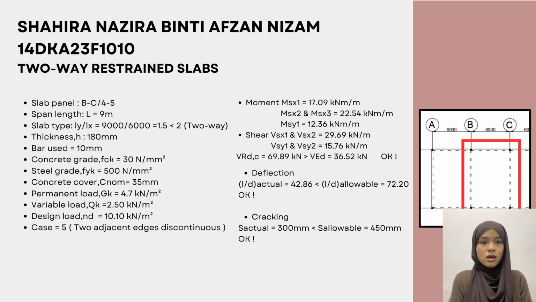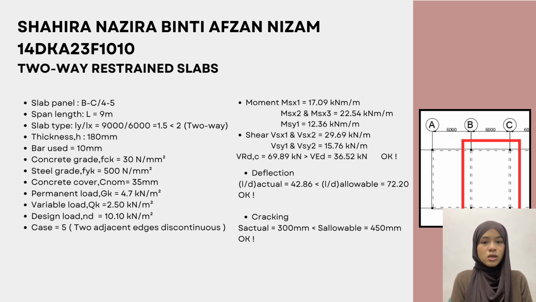Slab thickness is 180 mm. Bar diameter is 10 mm. And the next one, concrete grade is 30, steel strength is 500, and the concrete cover is 35 mm. Load used includes permanent load, variable load, and design load. And the third one is the moment result. Moment developed in both directions according to the restraint condition.